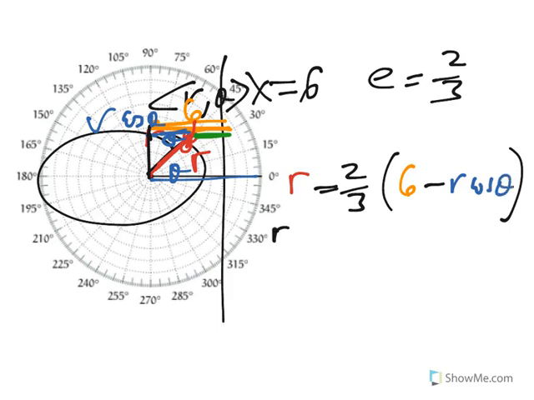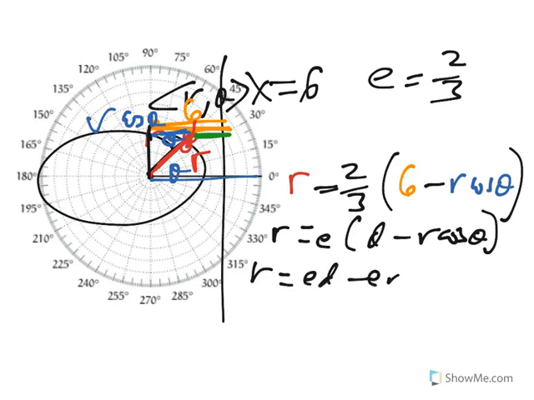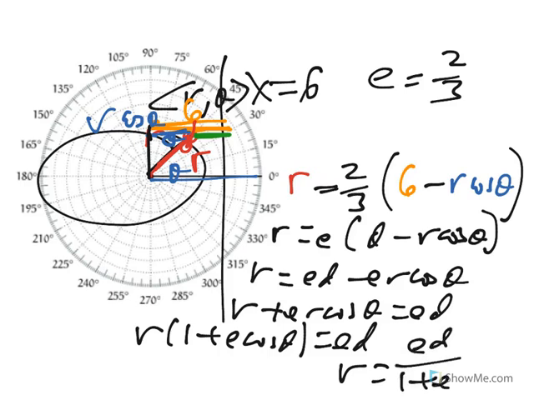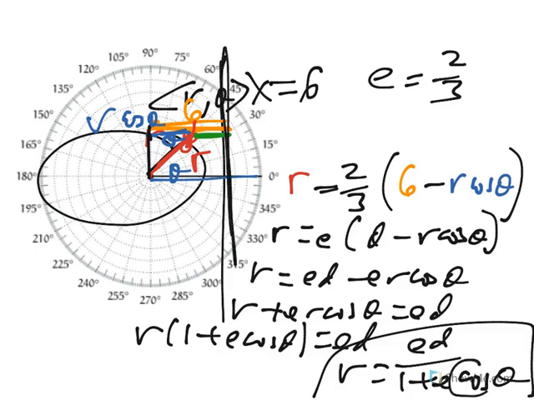In general, it's r equals e times d minus r cosine theta, becomes r equals ed minus er cosine theta, becomes r plus er cosine theta equals ed, becomes r times 1 plus e cosine theta equals ed, becomes r equals ed over 1 plus e cosine theta. So if it's a vertical directrix, it's going to be cosine. If it's x equals a positive number, the directrix is going to have a plus there. So those are the 4 cases.